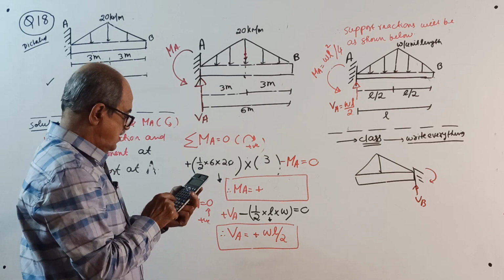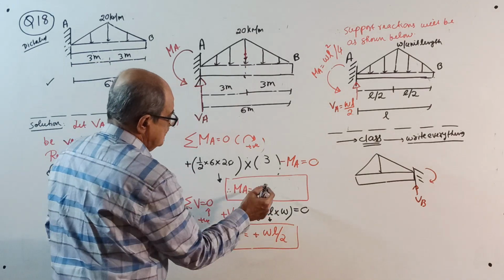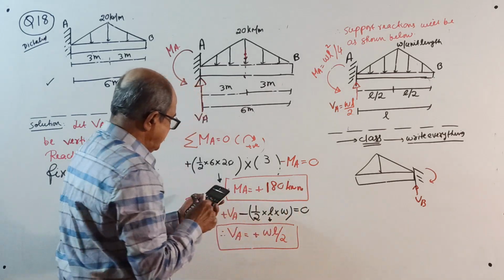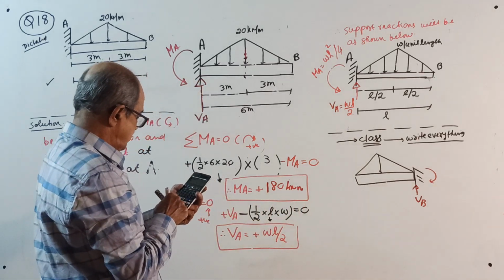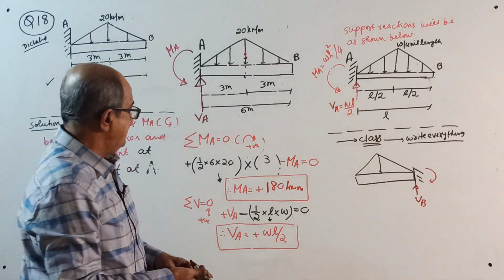Calculator is not on. 180 kilonewton meter. 180 kilonewton meter. Let me check once again. Half into 6 into 20 into 3, 180, correct. 180 kilonewton meter.